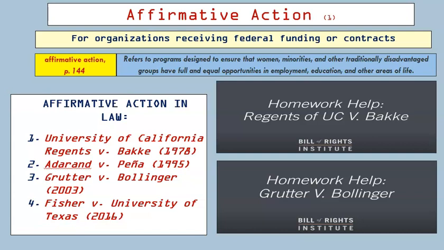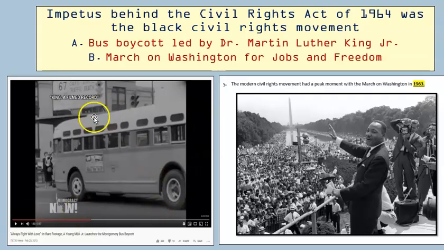So all of these cases involved schools and people who were denied admission to those schools, filing suit and then contesting it and appealing that decision all the way to the Supreme Court. And each of these were heard. The exception was number two, Adarand versus Pena, and that involved the Department of Transportation. So it was an organization receiving federal funding or contracts. So we will move on from there to this next slide regarding the Civil Rights Act of 1964.